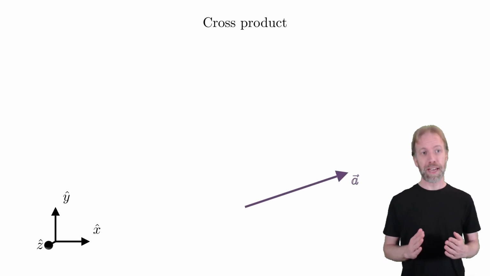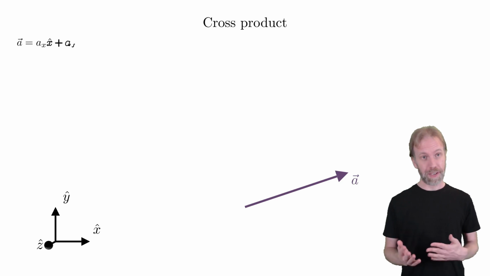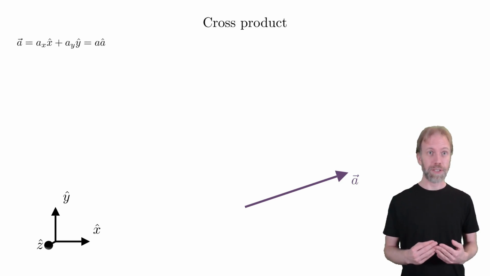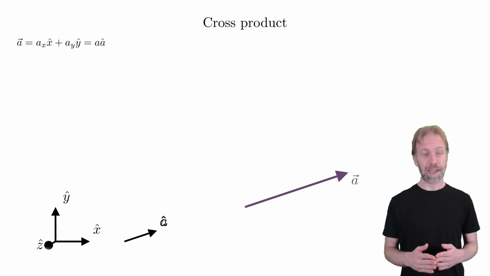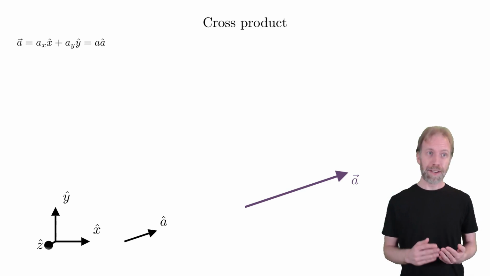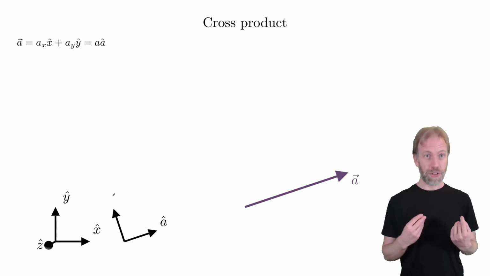Start by adding the vector A, which we can place in the xy plane. We will also introduce the unit vector A hat, which is parallel to A, and the unit vector A n hat, which is orthogonal to A.